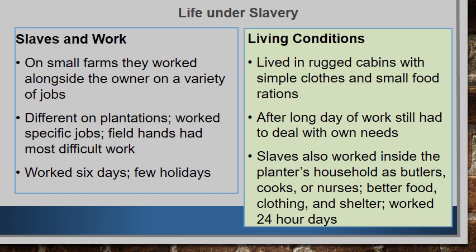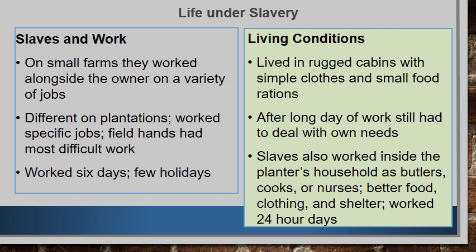The conditions were pretty rough. Slave cabins were often built, depending on the wealth of the owner, depending on what those slave cabins looked like. Very simple clothes, often cheap, coarse fabrics, small food rations so that you might get a little bit of meat, salted pork, cornmeal, just enough to get by on.